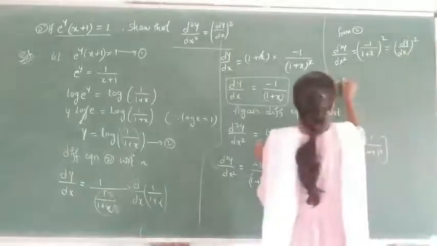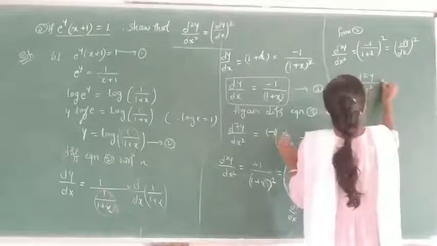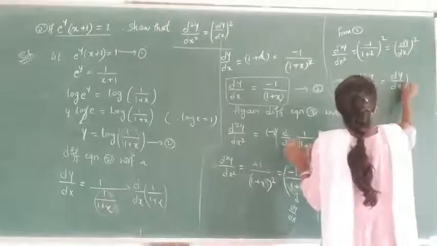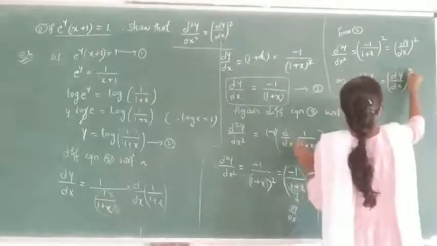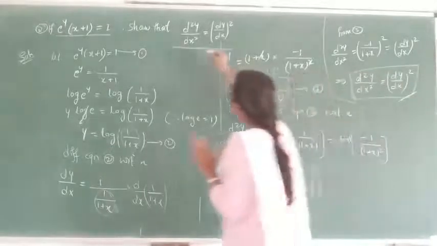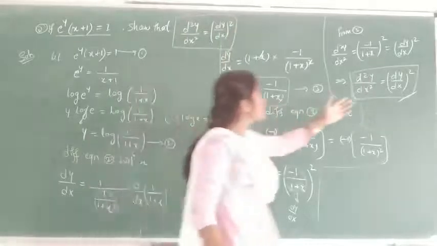Which implies, hence we proved that d square y by dx square is equal to dy by dx whole square. What they asked us to prove, this term only. So we proved that one.